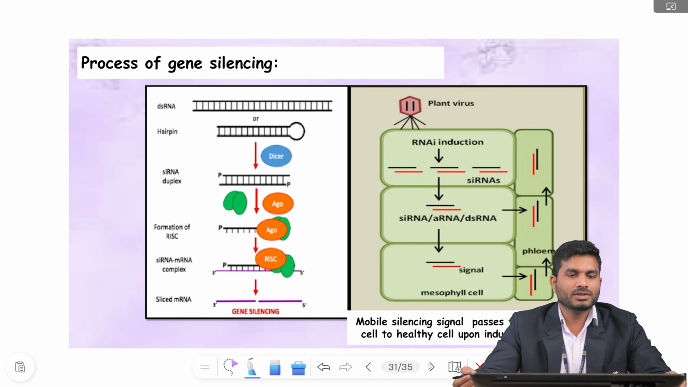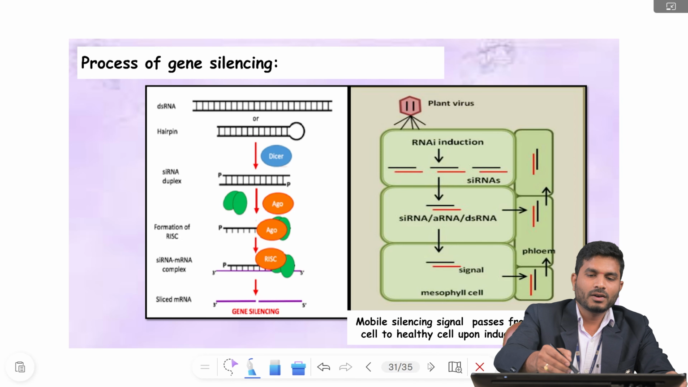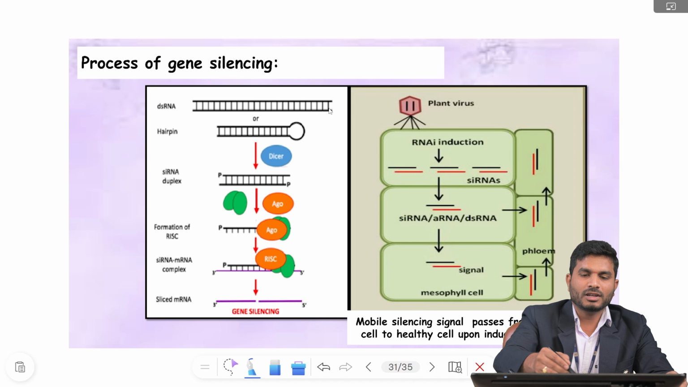So this is an overall picture depicting gene silencing. During the viral replication complex, double-stranded RNA is formed. This double-stranded RNA is cleaved by the Dicer protein into short interfering RNAs. These short interfering RNAs move into a complex known as the RISC complex, the RNA induced silencing complex, where the Argonaute protein plays a major role and converts the short interfering RNAs into single-stranded RNA. This single-stranded RNA moves to the translation machinery and blocks gene expression. This whole process is called gene silencing.